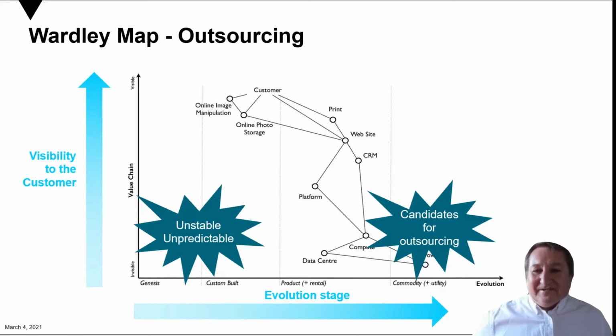A Leading Edge Forum in the UK reported that in the first quarter of 2020, where the lockdowns started because of the COVID pandemic, companies with Wardley Map adapted to restrictions and disrupted supply chains better and faster than companies without a Wardley Map.